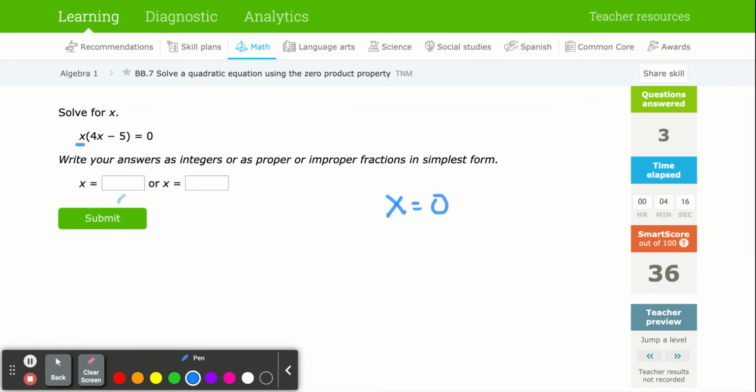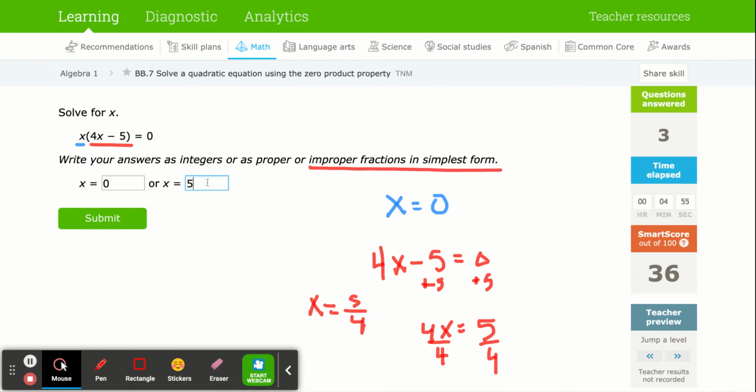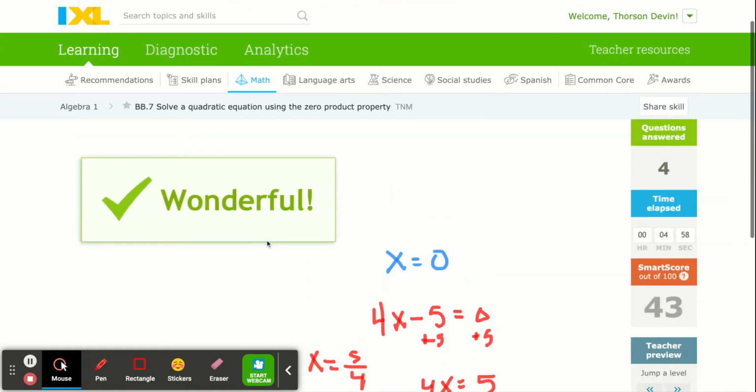Well, that means x is 0. That's one of my solutions. Then I'm going to take what's on the inside of the parentheses, or the second set of parentheses if we happen to have had two sets of parentheses, 4x minus 5, set that equal to 0. Add 5 to both sides. We get 4x equals 5. Divide by 4 to get rid of the 4 that's in front of the x, and we get x equals 5/4. And again, it says to write it as an improper fraction in simplest form, so I'll click on here and type in 5/4, 5 divided by 4.